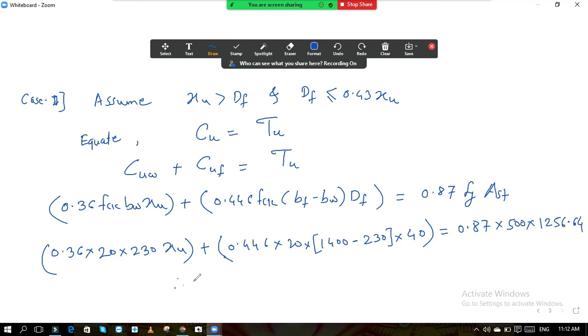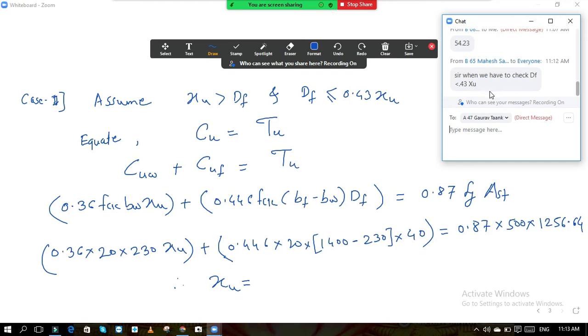Okay, now after solving, therefore you will get XU is equal to, solve this and let me know the answer. What is the value of XU? Question is, when we have to check DF is less than 0.43 XU. See, when you go for case number 2, your case number 2 is XU is greater than DF. In case number 3 also XU is greater than DF. Okay, but in case number 2, what is the second additional condition you need to satisfy? DF is less than 0.43 XU.